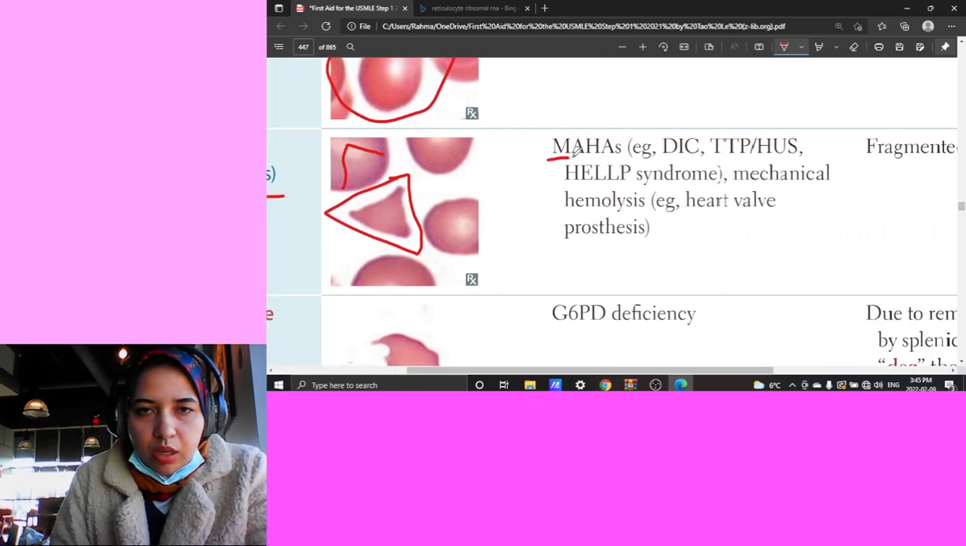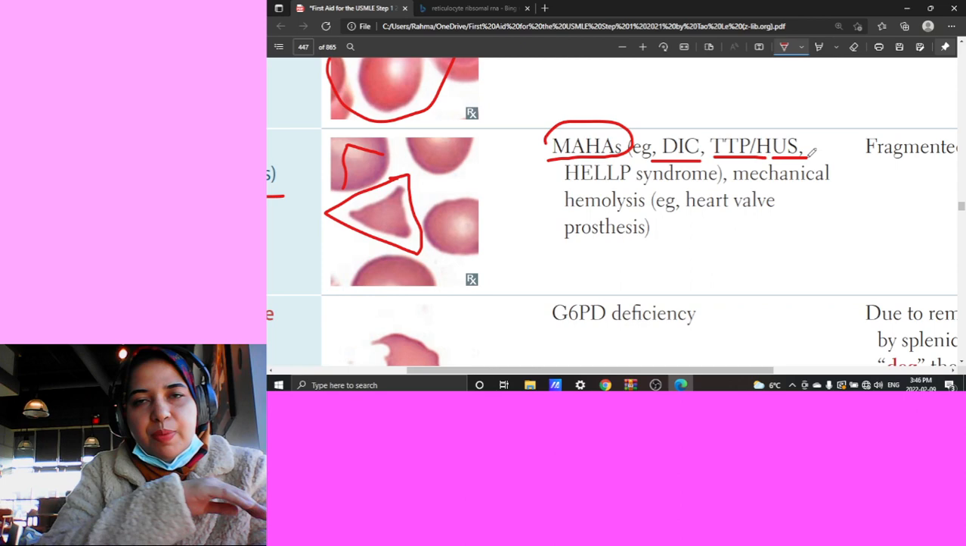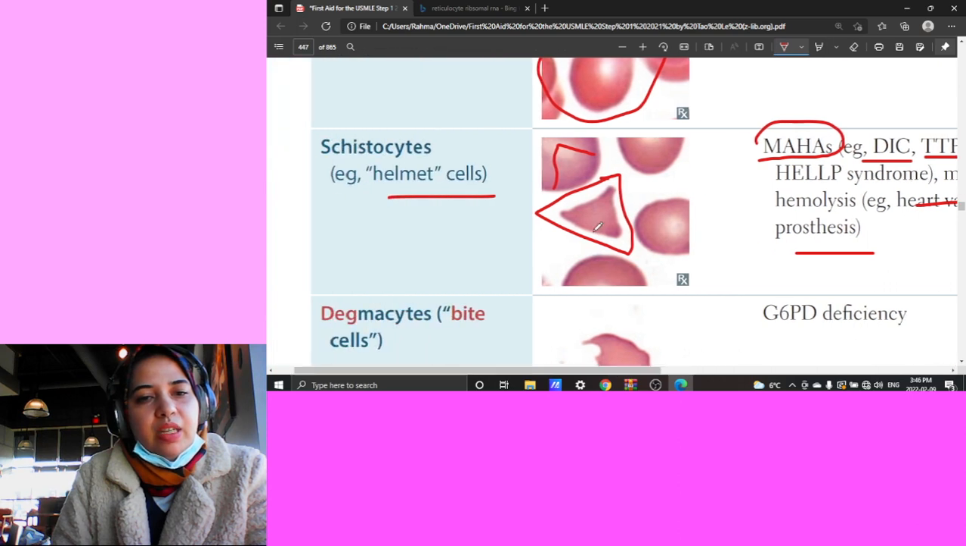You have microangiopathic hemolytic anemias, like DIC, TTP, and HUS. All of these have clots in them. So as the RBCs are passing through, they are going to get injured. Or mechanical hemolysis through a heart valve prosthesis. So these are the fragmented RBCs, and that's what they look like.